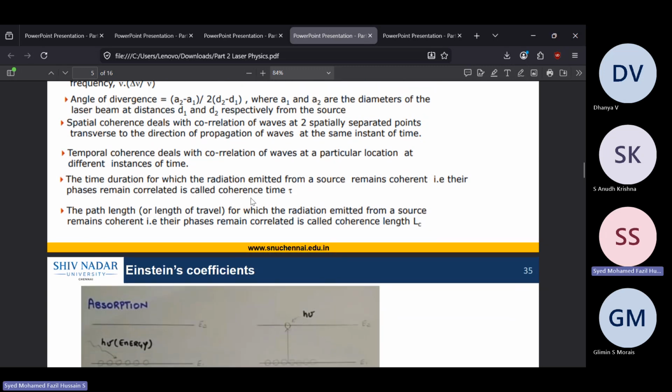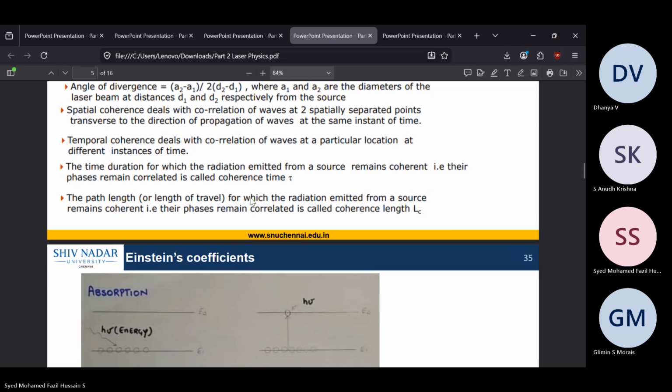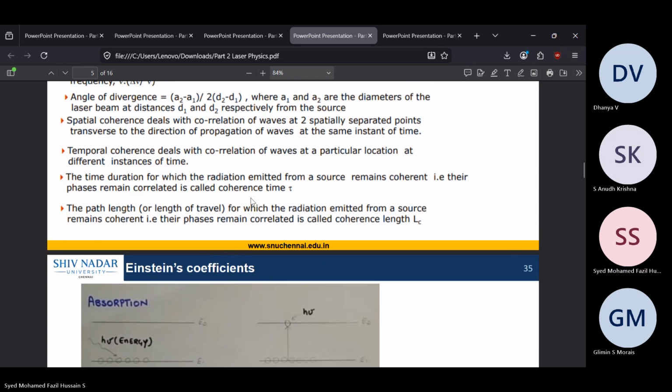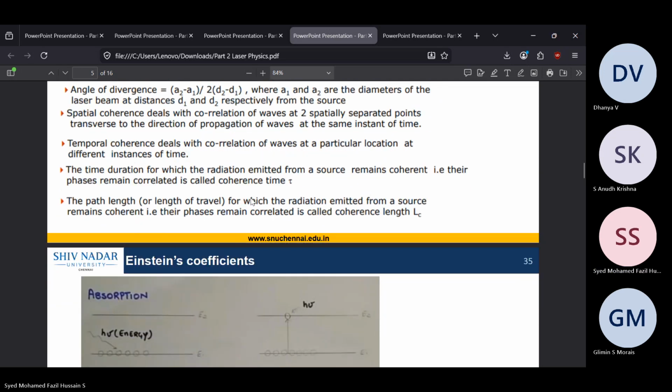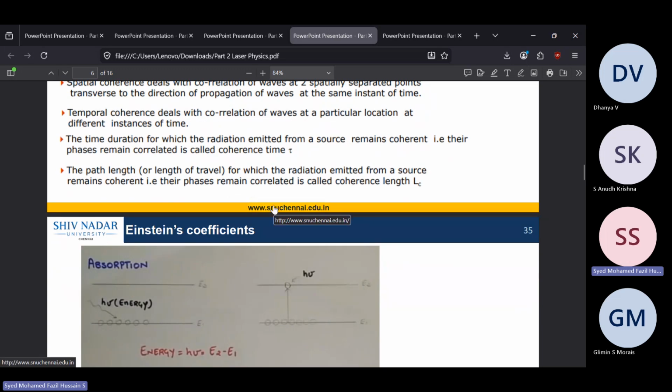The time duration for which the radiation is emitted. I mean, these are not that important, I guess.